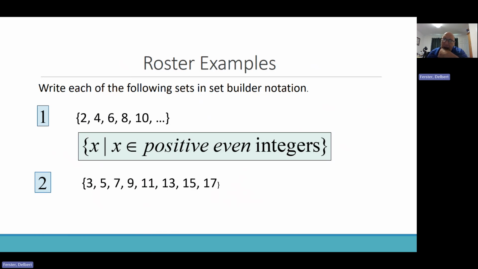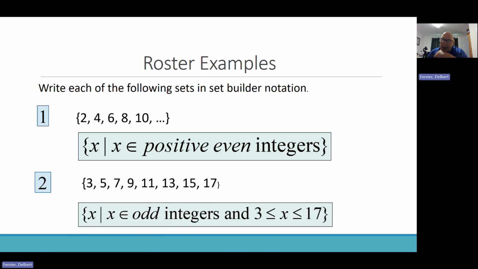Well, it looks like they're all odds. So maybe we'll have something that mentions odd integers, but it's not all of the odd integers. It's only certain ones that are as small as 3 and no bigger than 17. So look at this. We're going to say set X such that X is an odd integer. And then we're going to put that second condition on. X has to be trapped between: it has to be greater than or equal to 3 and less than or equal to 17. And that's good.